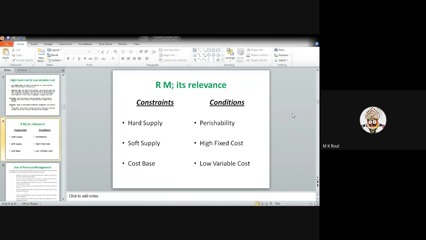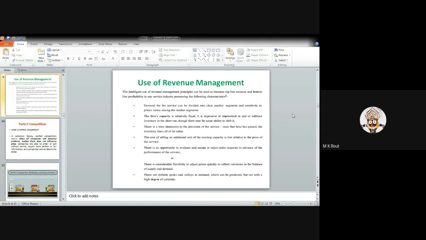Moving to the next one, the next important thing is that I have just quickly gone through these things. The real application of revenue management is directly focused on, first and most important, that demand for service can be divided into clear market segments and sensitivities. The next important thing is that the firm's capacity is relatively fixed. In most cases, when you open a new industry or new company, the capacity remains fixed, and depending upon the type of customer, the capacity may increase or decrease.